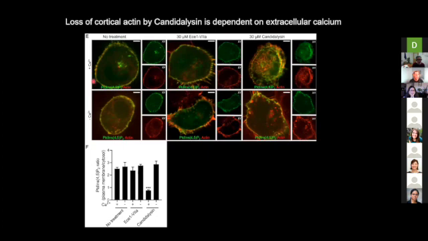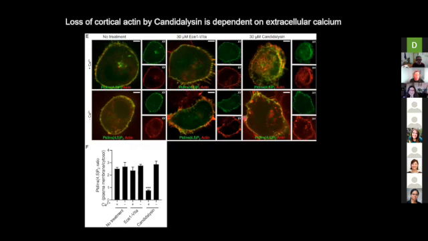So basically, we have this control peptide that is also secreted by Candida albicans, but it doesn't cause membrane damage. And when we add this peptide, nothing really happens. The PIP2 is fine and the cortical actin is just fine. Again, if we add synthetic Candidalysin, we lose the PIP2, the dye for PIP2 goes into the cytosol, and we also mess up the actin here. But this only happens if calcium is present in the culture media.